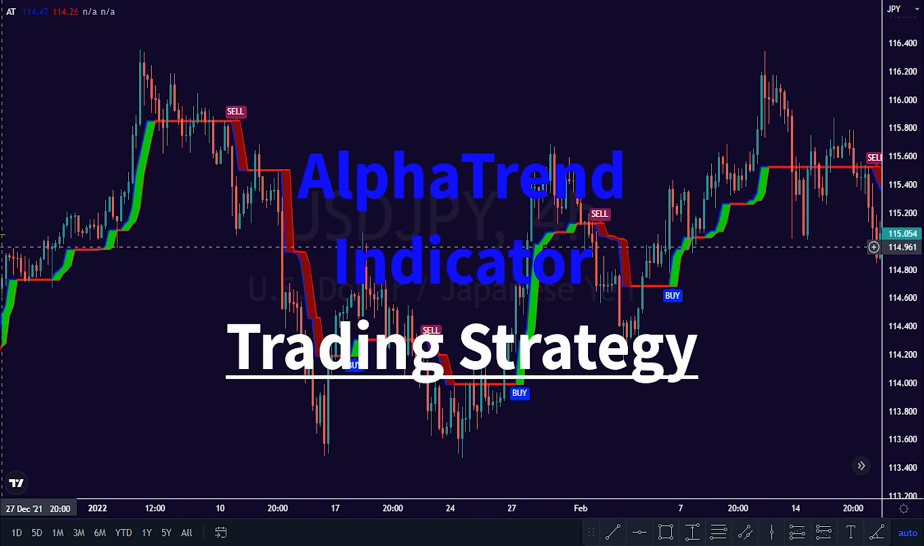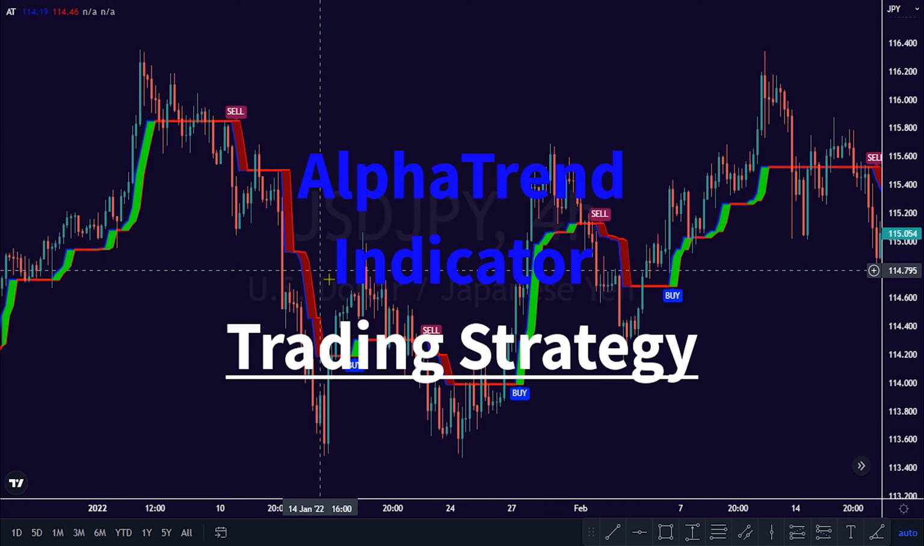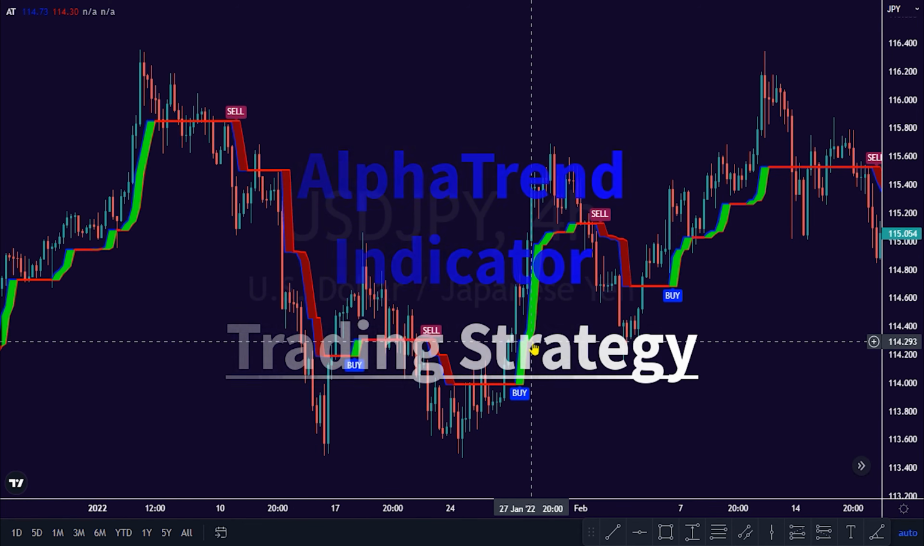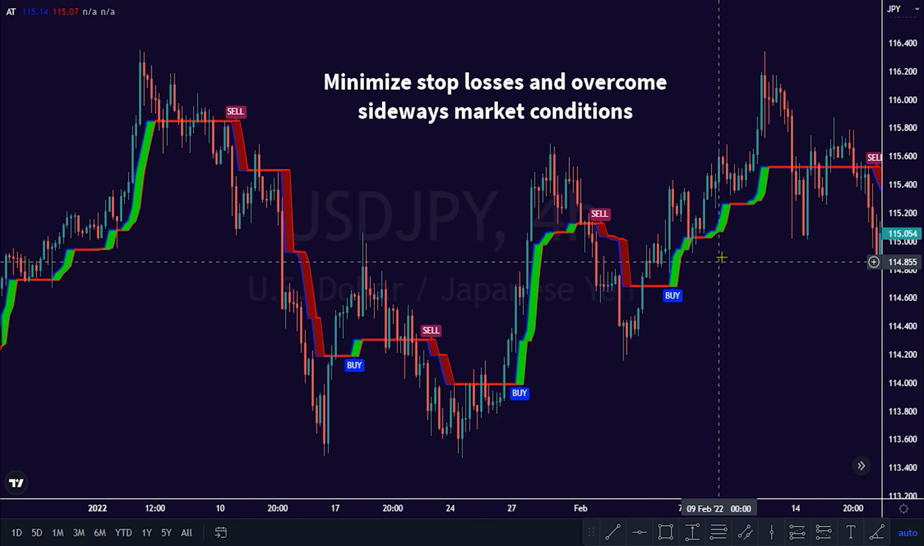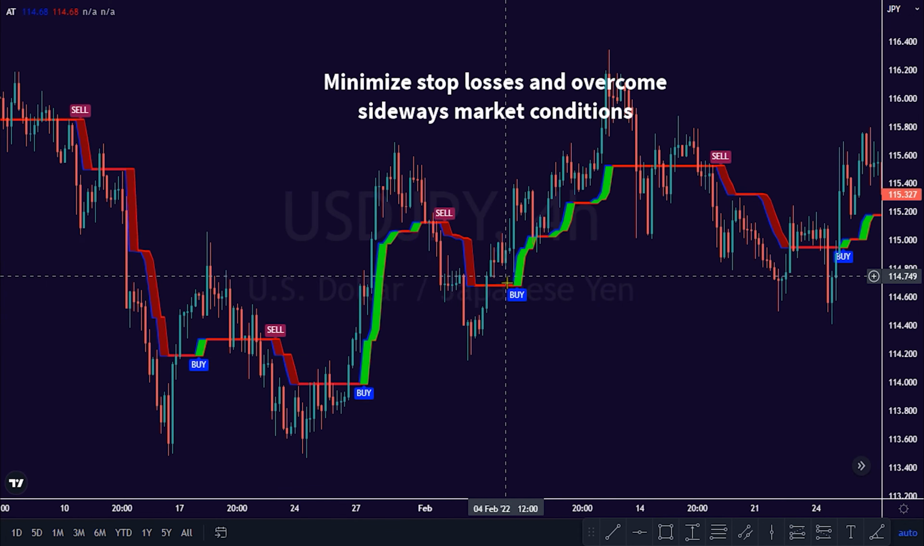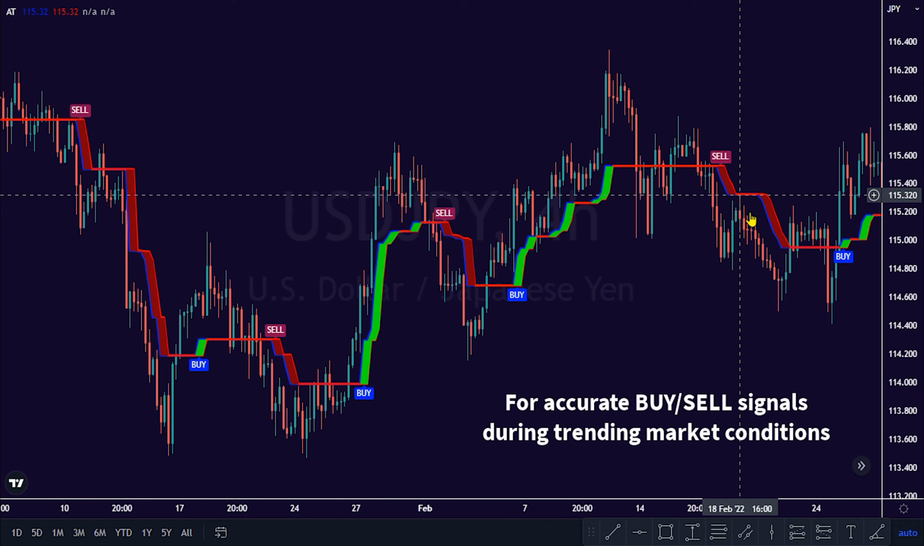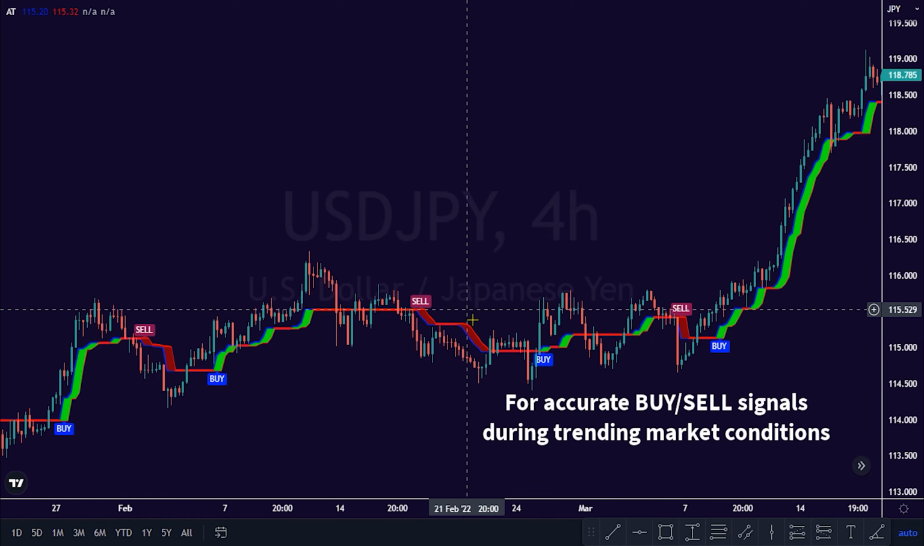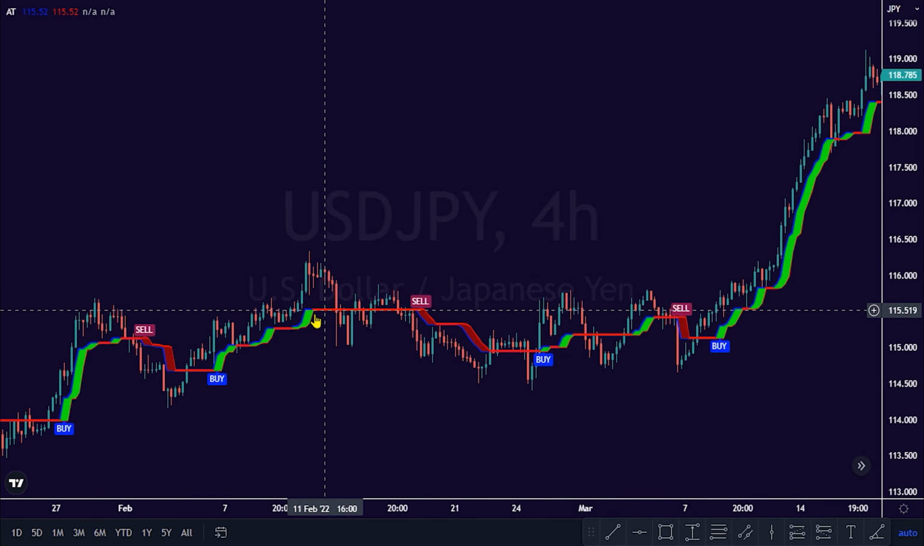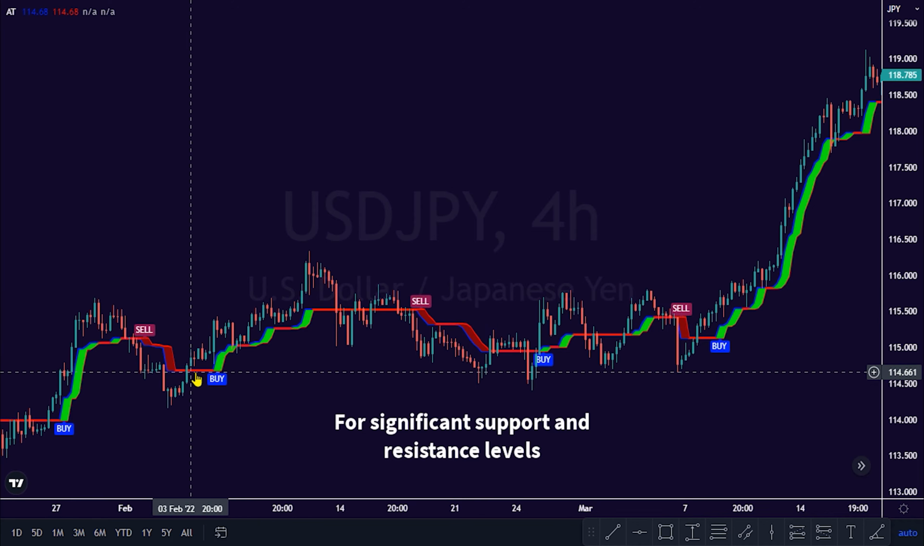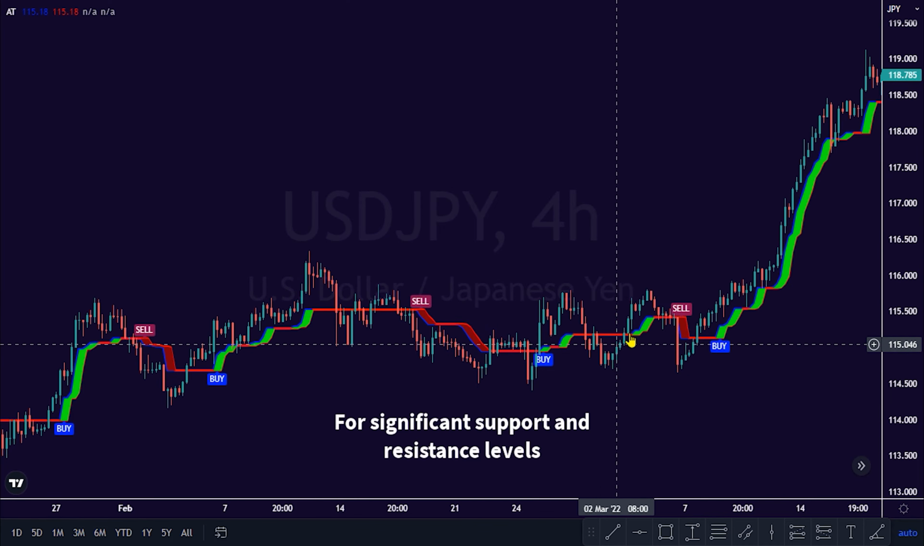The AlphaTrend indicator is a technical indicator that does the following. 1. To minimize stop losses and overcome sideways market conditions. 2. To have more accurate buy-sell signals during trending market conditions. 3. To have significant support and resistance levels.